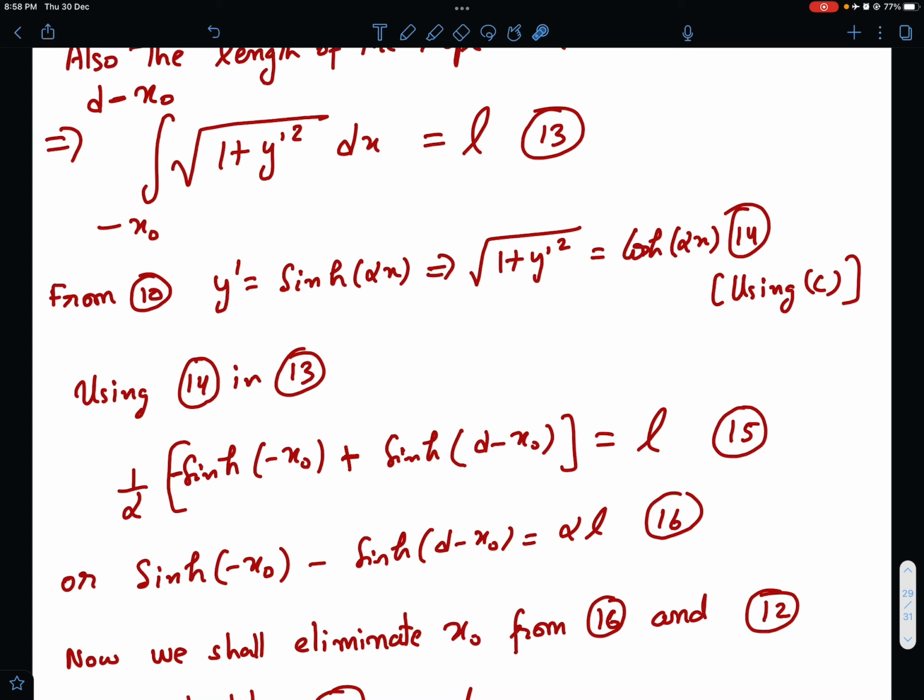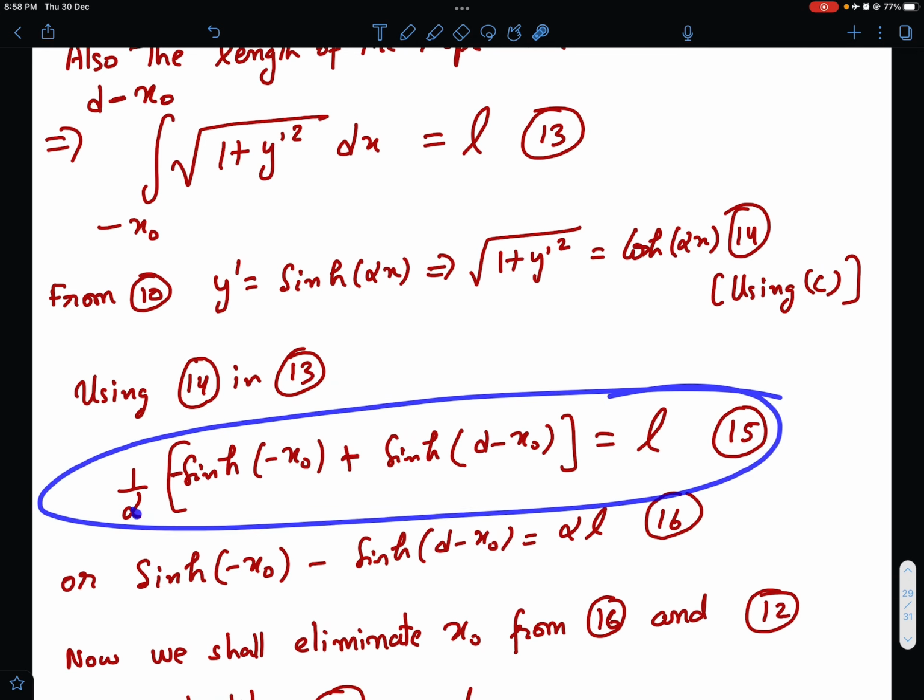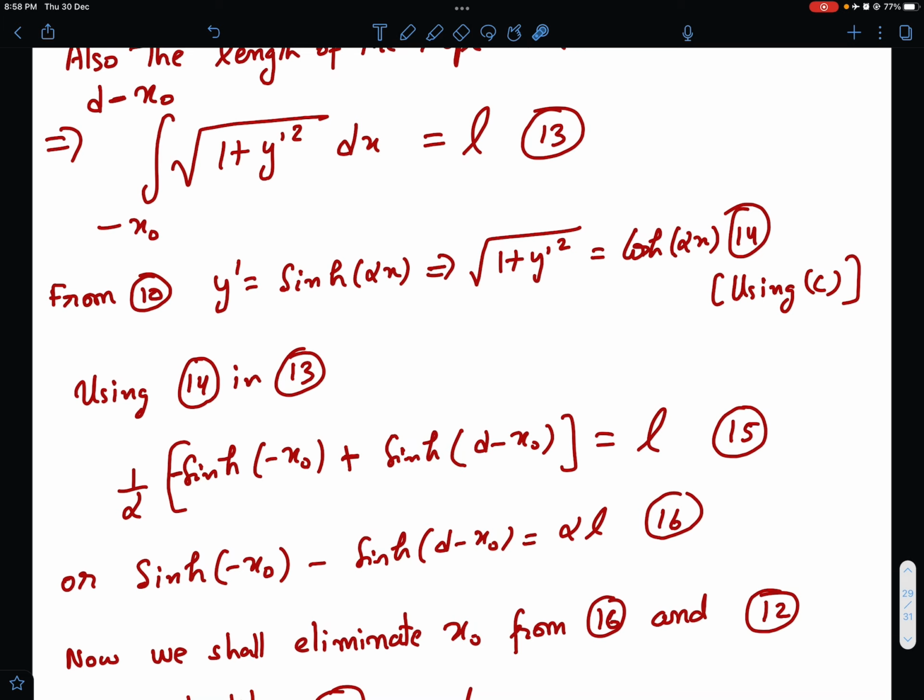So this is one equation that we get by using the fact that the length of the curve is constant. This is equation number 15. Or you take alpha over there, then it becomes, again, there should be a minus over here and a plus over here. I hope I'm doing it right now. So this is equation 16.